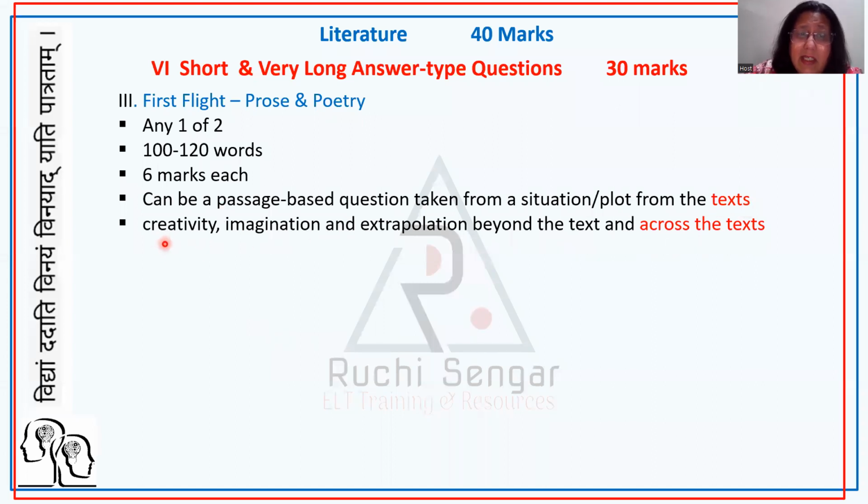Okay. Creativity, imagination, extrapolation beyond the text and across the texts. But it says first flight. So therefore, across the text over here means across the text in first flight. They've exclusively mentioned first flight by name. You noticing that? So it cannot span the 2 books. Right. Because they have clearly said first flight. Getting it? Yes.